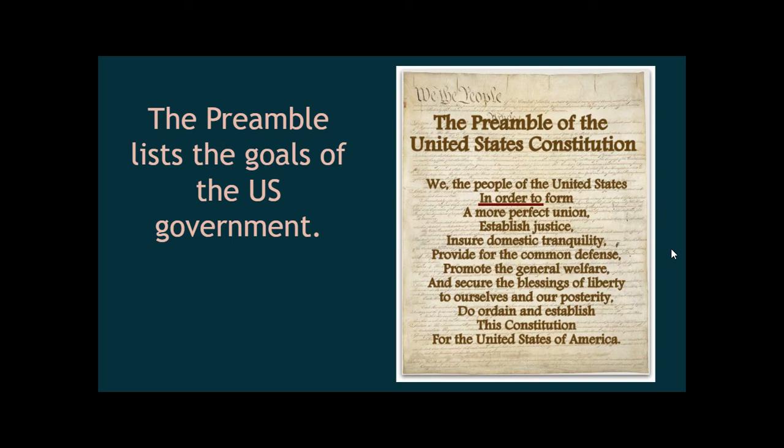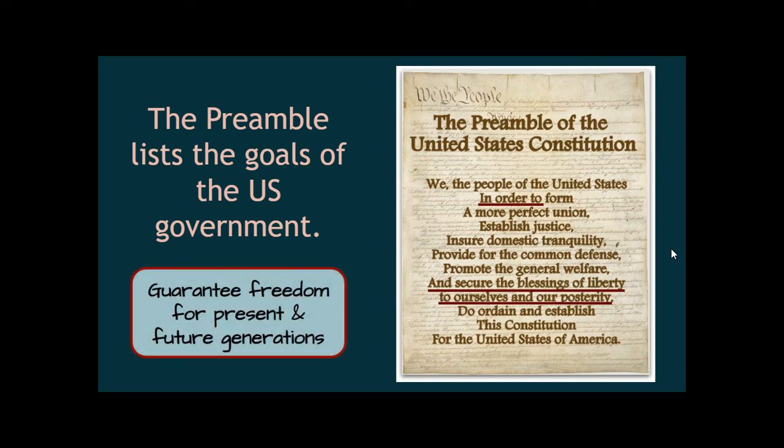And the sixth goal, according to the preamble, is to secure the blessings of liberty to ourselves and our posterity. That means guarantee freedom for present and future generations. So we're getting liberty for ourselves and our posterity. Posterity would be people in the future.